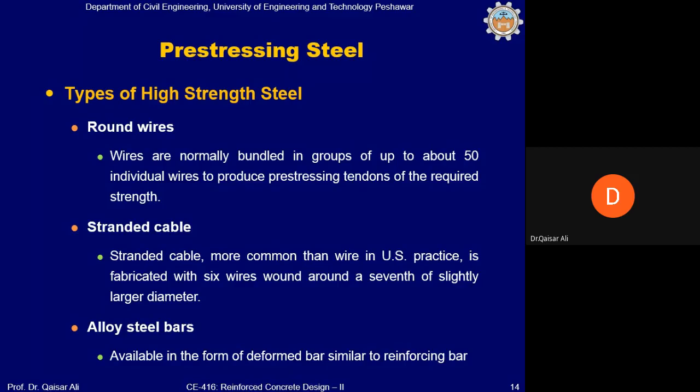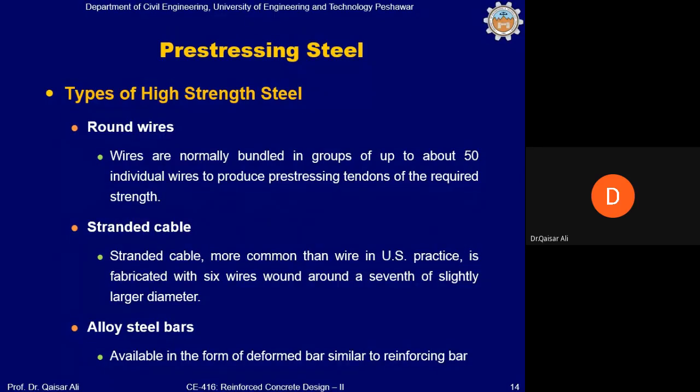Then we have a stranded cable. A stranded cable is fabricated with 6 wires wound around a seventh of slightly larger diameter. So this gives us a stranded cable. Cables are also available in the market, and then bars are also available, but usually these steel bars are not used for prestressing even if they are high strength. Generally, cables and wires are used.